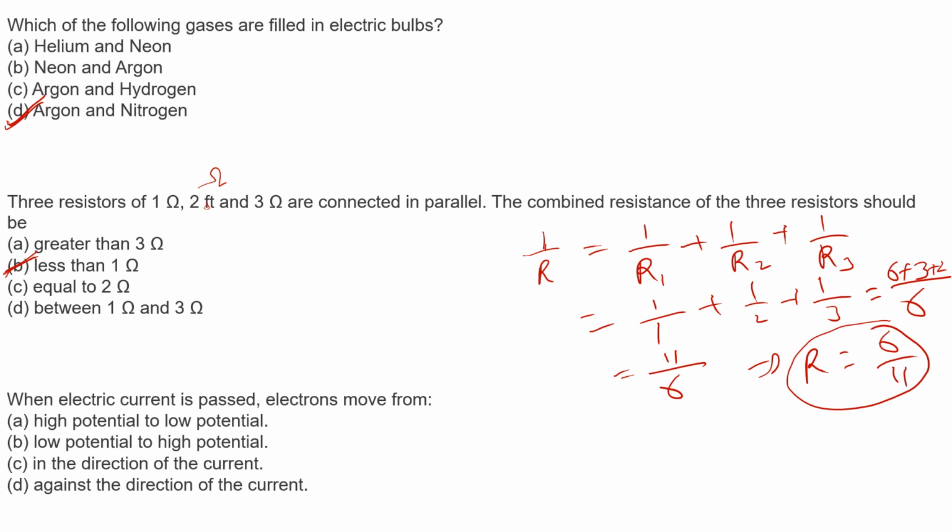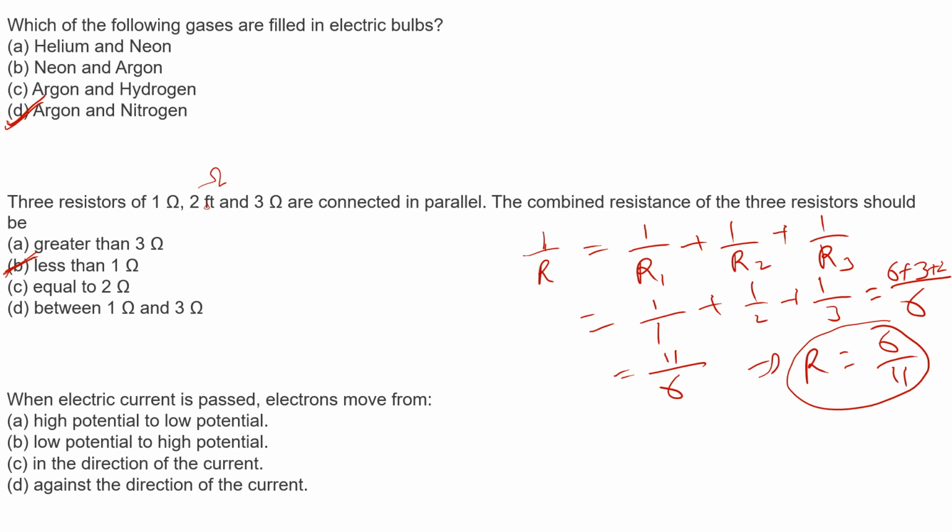Right? Then the third question is: when electrical current is passed, the electron moves from option A high potential to low potential, option B low potential to high potential, option C in the direction of the current, and option D against the direction of the current, right?